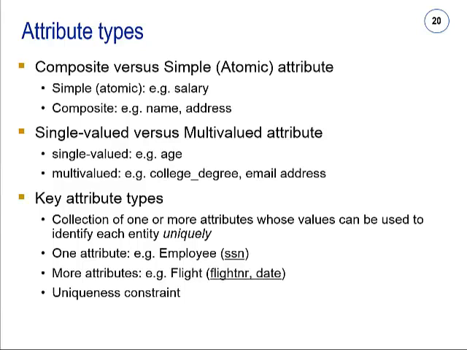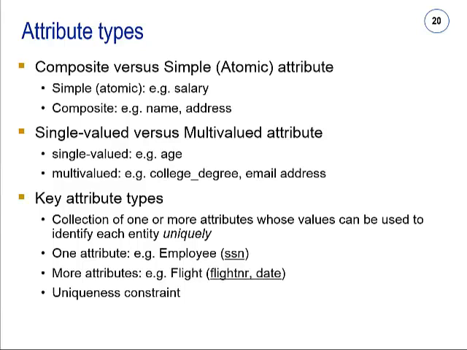Composite means that the attribute type can further be decomposed in a meaningful way. Name can be further decomposed into first name and family name. Address can be further decomposed into street name, street number, zip code, city, and country.